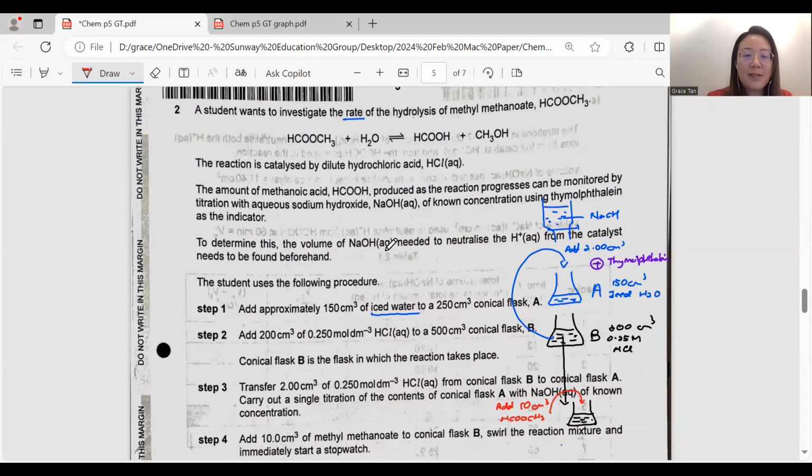A student wants to investigate the rate of hydrolysis of methyl methanoate. The reaction is catalyzed by dilute HCl. So obviously this is an acidic hydrolysis, and you need to heat under reflux, but they never tell you. The amount of methanoic acid produced as the reaction progresses can be monitored by titration with aqueous sodium hydroxide.